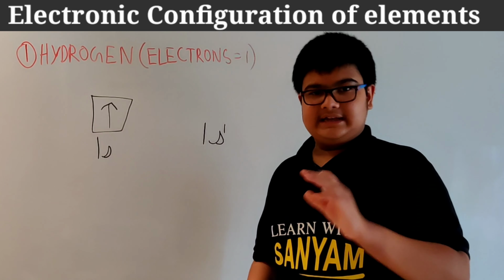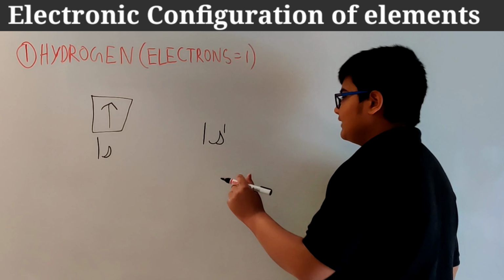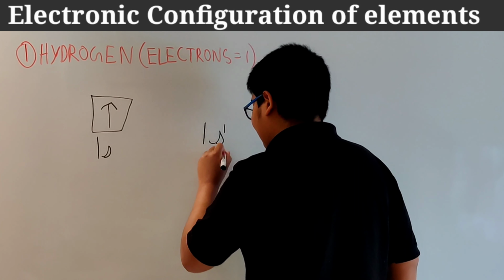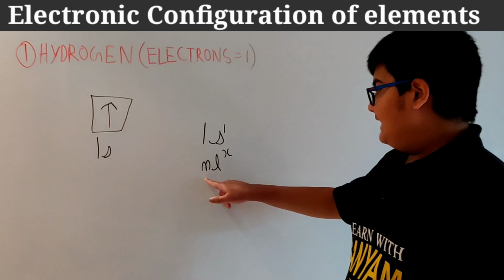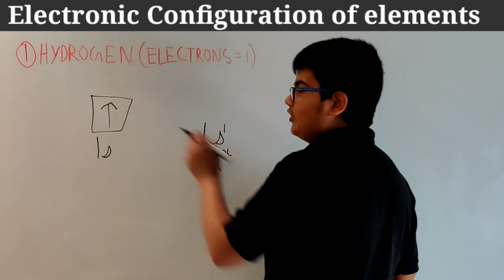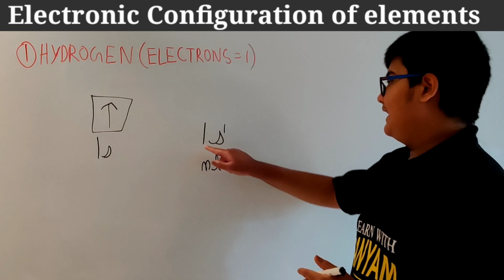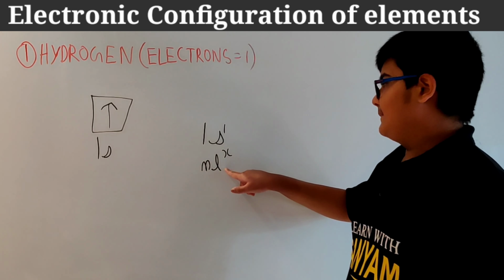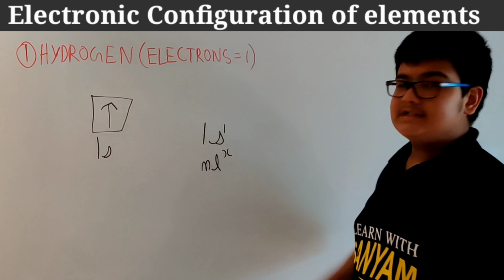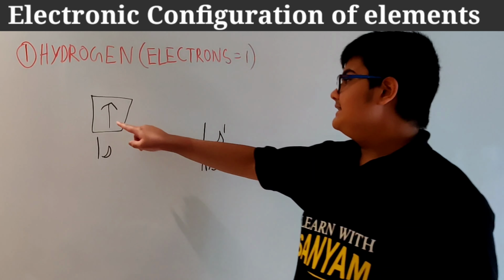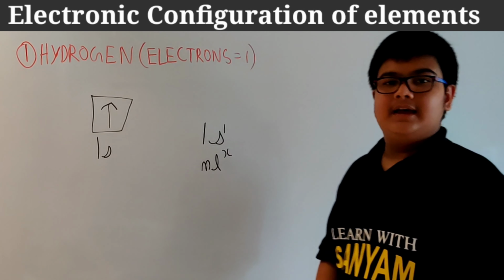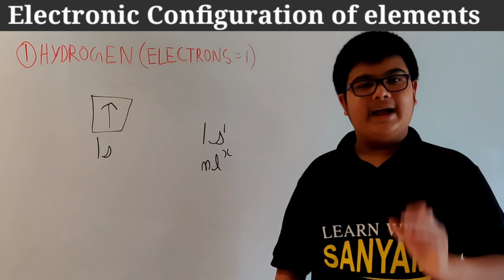Now this is because, as I have told you before, for writing the electronic configuration, it has 3 parts: n, l and x. So n is the shell number. You can see that here we are putting the electron in the first shell, that is the K shell. So n is equal to 1. l is the subshell name, that is the s subshell, and x is the number of electrons in that subshell. You can see that there is only 1 electron, so that's why we are writing 1s1. So this is the electronic configuration of hydrogen.